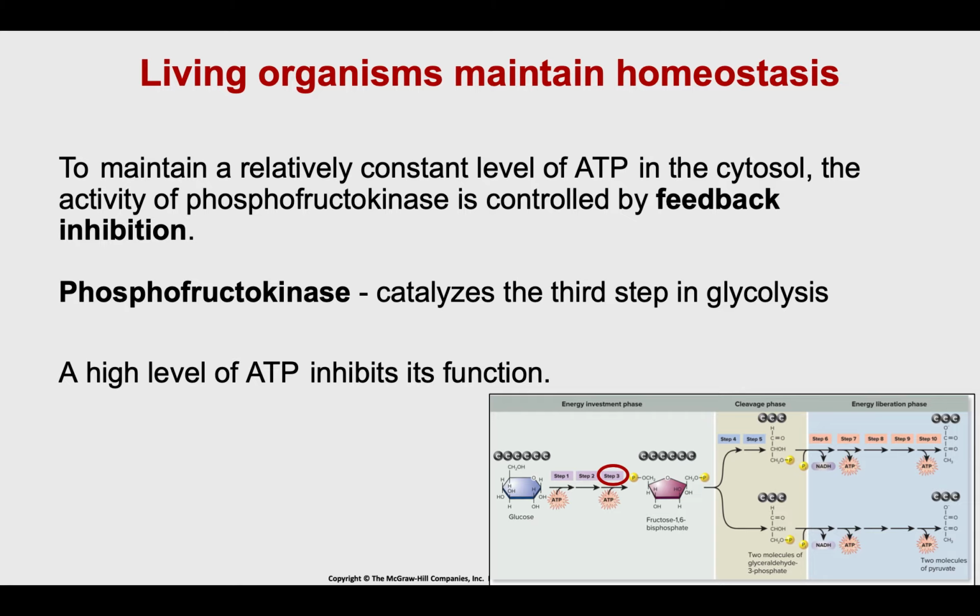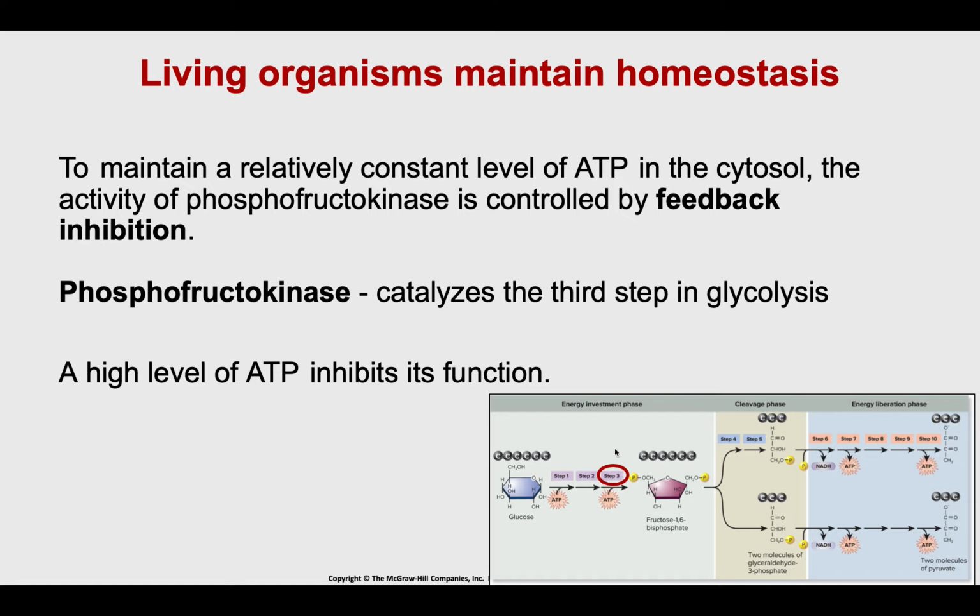Living organisms maintain homeostasis, and this part of cellular metabolism is no different. We have to maintain a relatively constant level of ATP in the cytosol. Remember, this is not happening in the mitochondria; it's happening outside of the mitochondria in the cytosol. That's going to be controlled by the feedback inhibition that we talked about, specifically using the enzyme phosphofructokinase. Another mouthful. That's going to catalyze the 3rd step in glycolysis, which I highlighted right below.